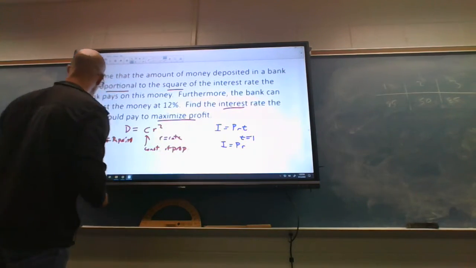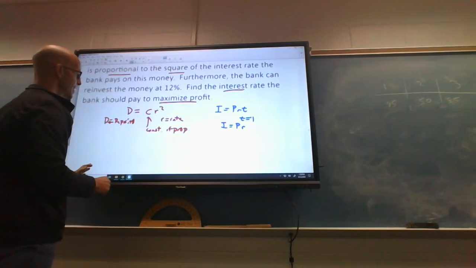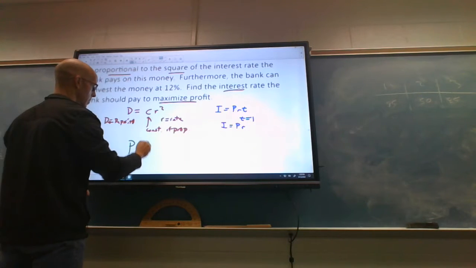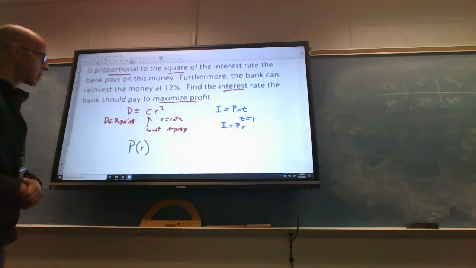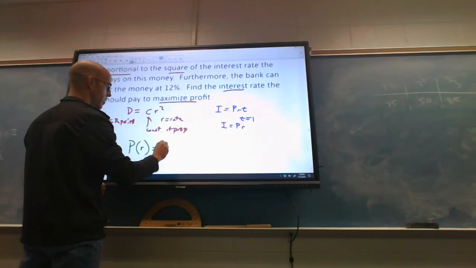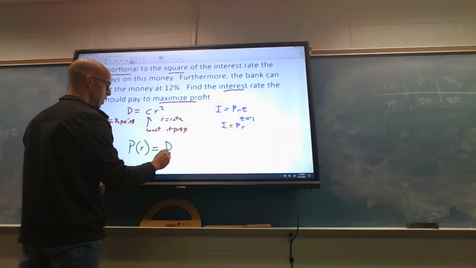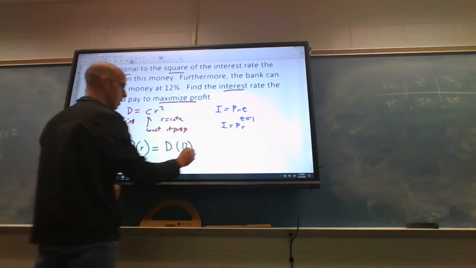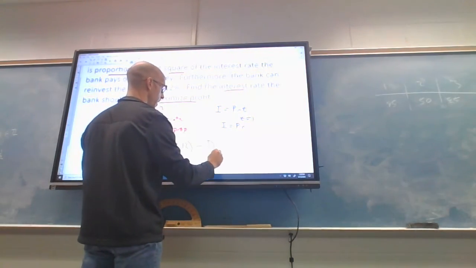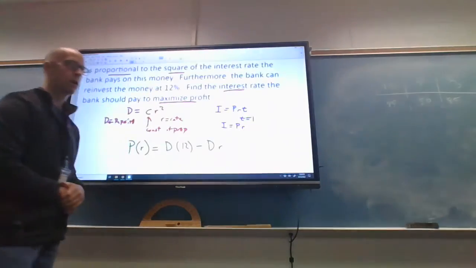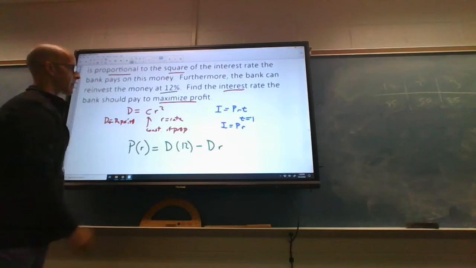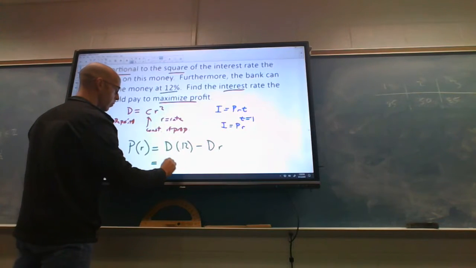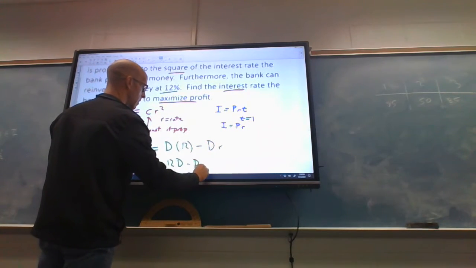So if we start thinking about all of this together, if we want to talk about the profit that the bank is going to make with the variable R, well, it's going to be their deposited amount times the rate of 1.2, but then they're going to have to pay the deposited amount times some rate R. So it tells us that they can reinvest it at 12%. We need to figure out what R is. In other words, this is going to be 0.12 D minus DR.